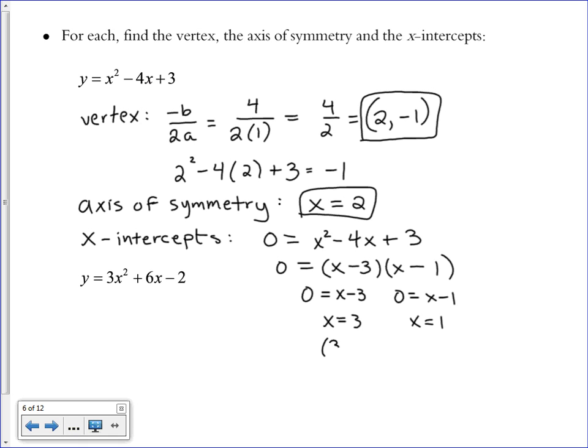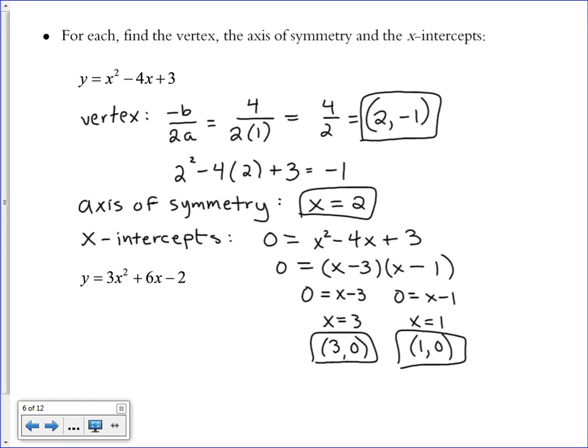I'm going to write my answers to these as coordinates. But in some cases, it's going to be fine to just leave it as x equals 3 and x equals 1. But sometimes you'll be asked to write them as coordinates, so you might as well get in the habit of doing it. Because if the next step was going to be to graph this, you would want to plot those points on the coordinate plane. So you might as well have them written as points.